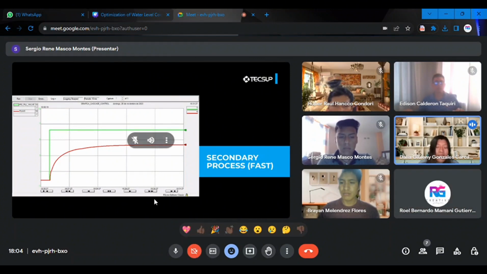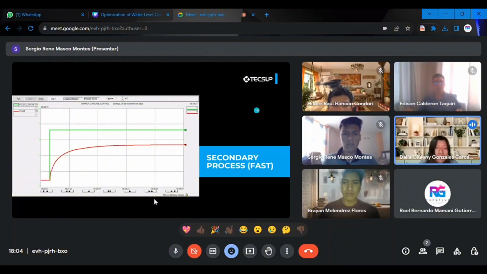Now we look at the graph. The Factorio IO gives us information about the secondary process. This begins faster than the primary process to be prepared for any alteration. Next.